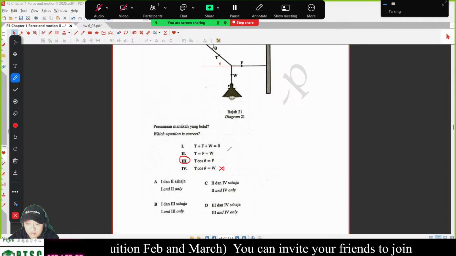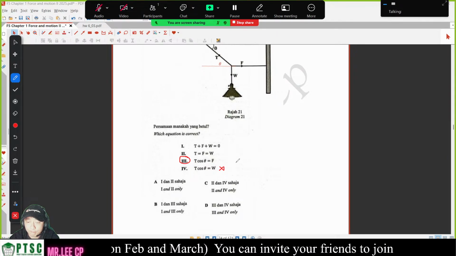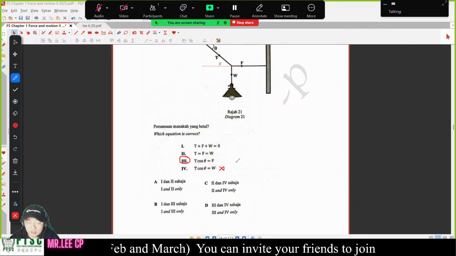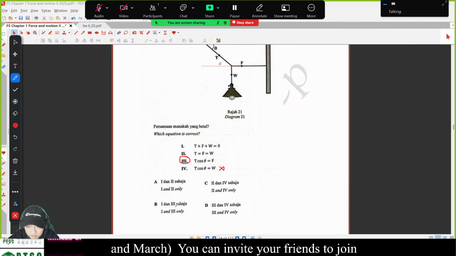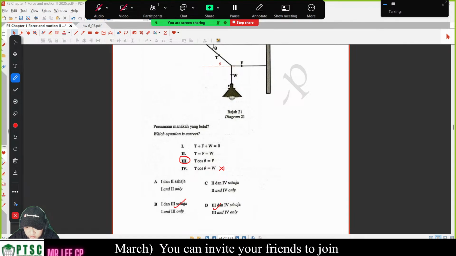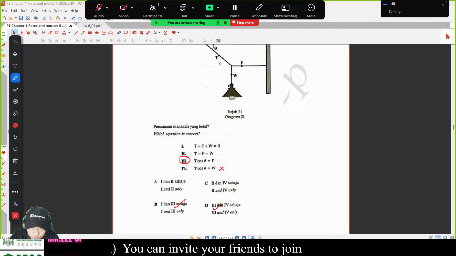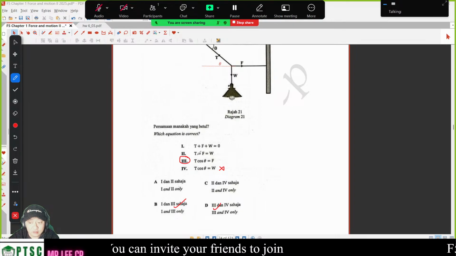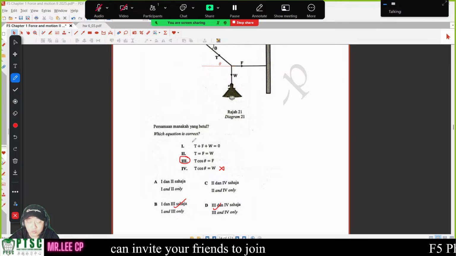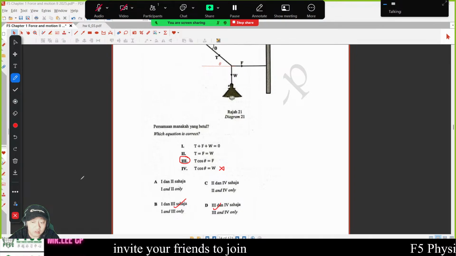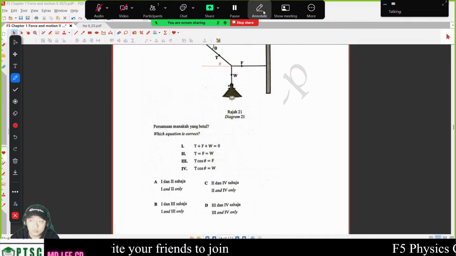This one is wrong. So the answer is number 3. Number 3 is correct. So 1, 3 or 1, 4. 4 is definitely wrong. So the only one left is 1. So the answer is B. You have to put B.